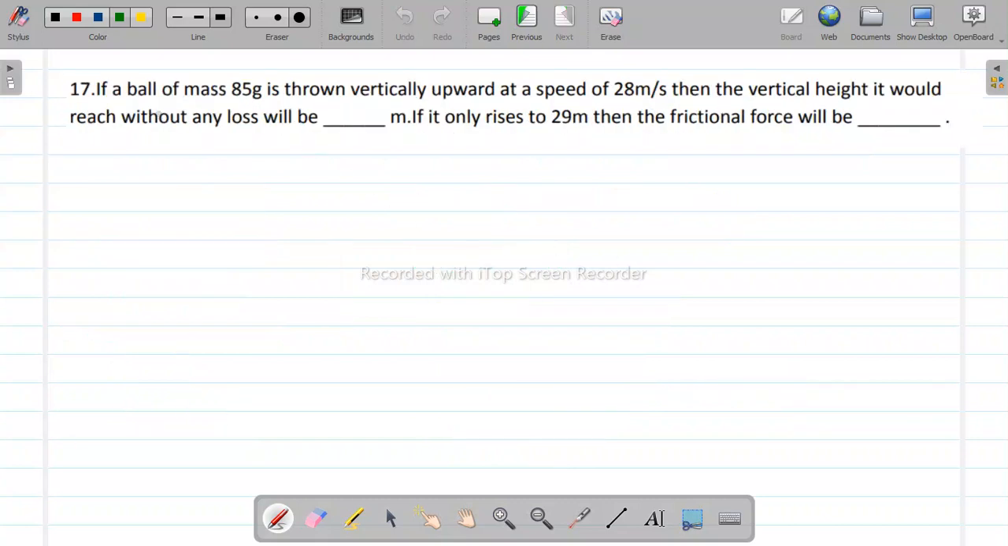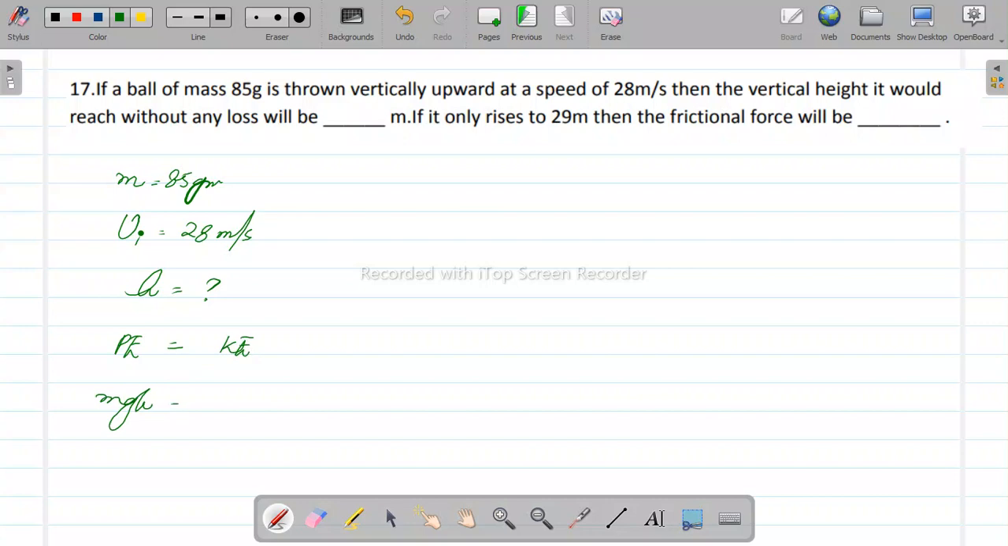Then they are saying if a ball of mass 85 grams is thrown vertically upward at a speed of 28 meters per second, that is initial speed is 28 meters per second, then the vertical height it would reach without any loss will be height. We have to calculate it. We'll again use the same principle. Now they said without any loss, that is, if we consider a non resistive medium, then we will say whatever change in potential energy there is, that will be equal to the change in kinetic energy.